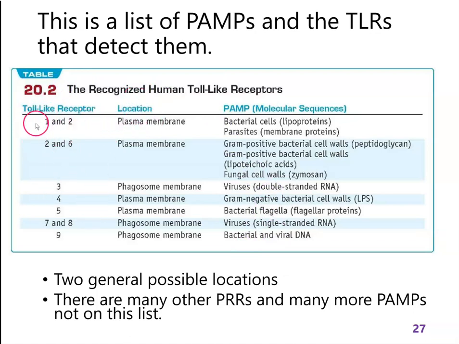is, I should say the toll-like receptors are numbered. Toll-like receptor 1 is an example. Toll-like receptor 6 is a different one. We will talk a lot about TLR3, or toll-like receptor 3, or TLR4. Look at the locations here. Some of them are on the plasma membrane, and some of them are on the phagosome membrane. So what does that mean?